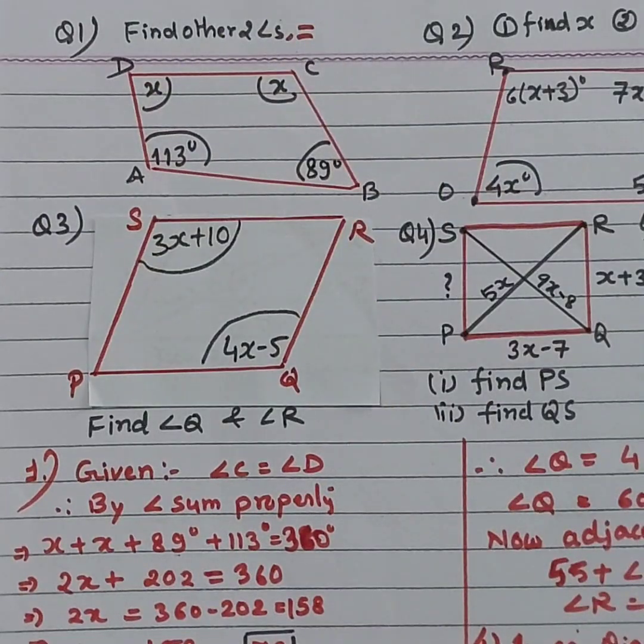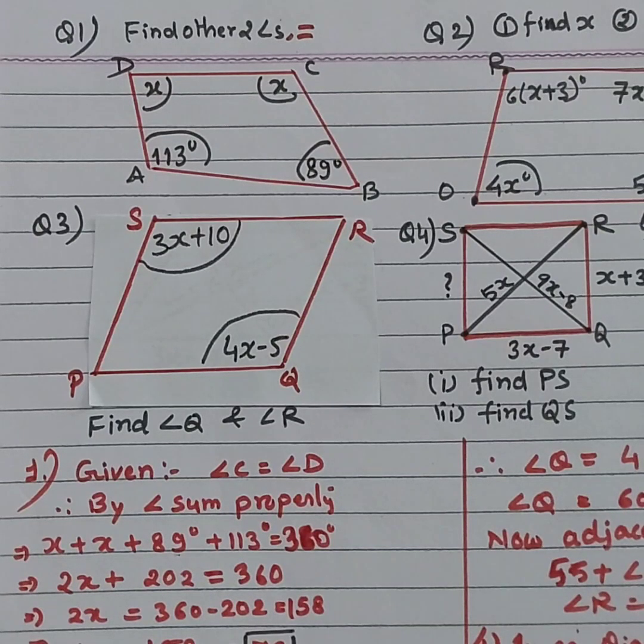So by the angle sum property, what will happen? x plus x plus 89 degrees plus 113 degrees equals 360 degrees. This is the sum of the angles of a quadrilateral. When you solve it, 2x plus 89 plus 113 is how much? You have to do it fast. Then 2x equals 360 minus 202, so that is 158 degrees. Now 2x equals 158, so x equals 79 degrees each.